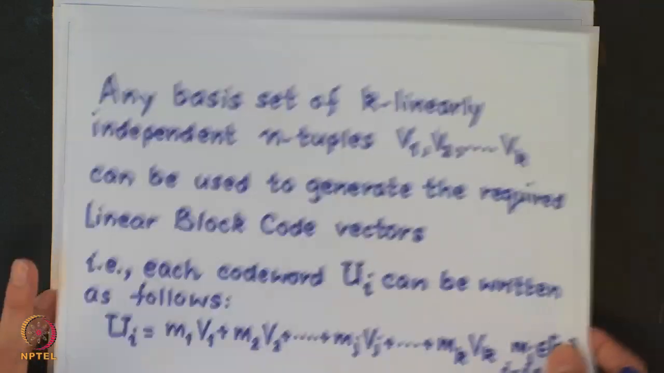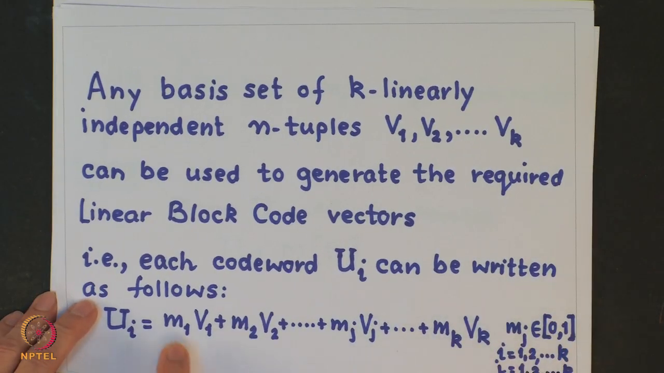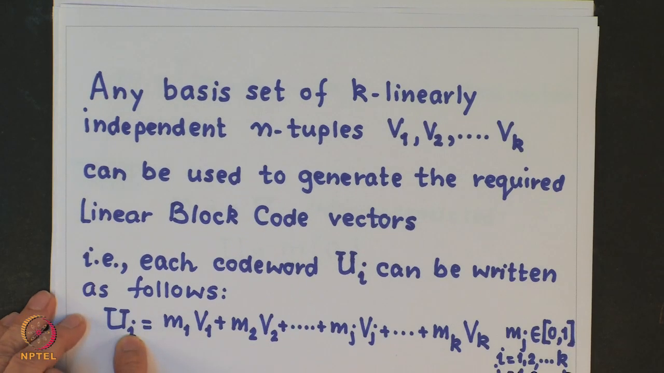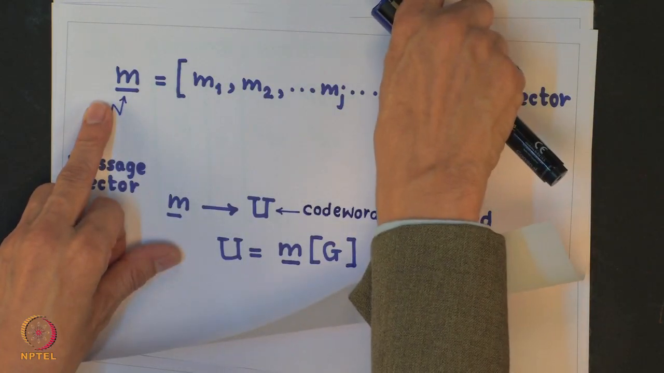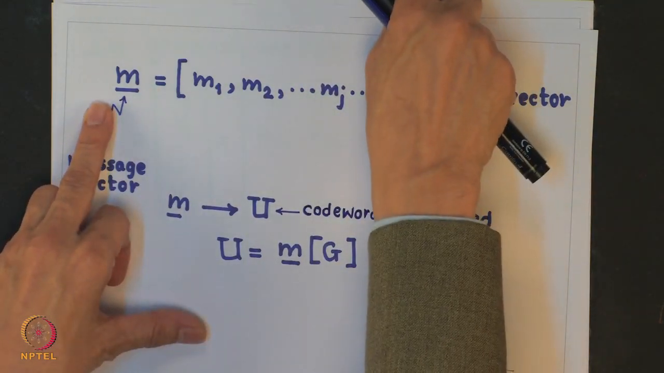And this is equivalent to this. Here this code word is corresponding to the message mi. So, this is a message mi. So, this is a vector, remember this is a vector here, right?